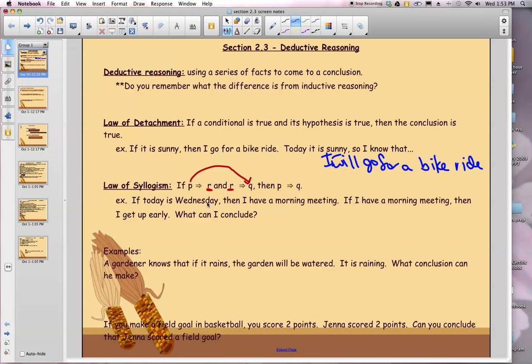An example of that says, if today is Wednesday, then I have a morning meeting. That's a true statement. The next statement says, if I have a morning meeting, then I get up early. Notice, morning meeting, morning meeting. So what can I conclude? The law of syllogism says since they match, you can cross them out and go right from the first if to the last then. So my conclusion would be, if today is Wednesday, then I get up early.